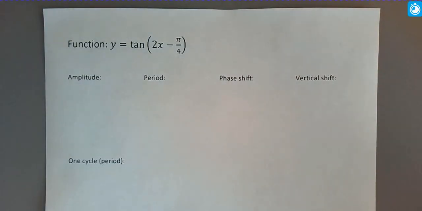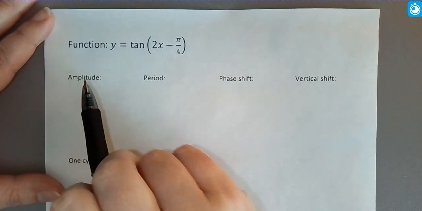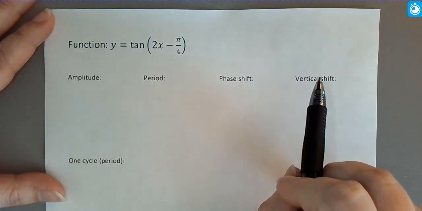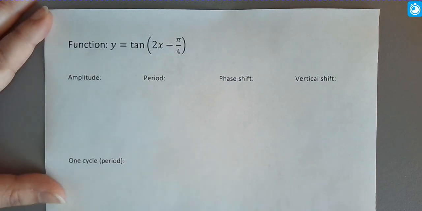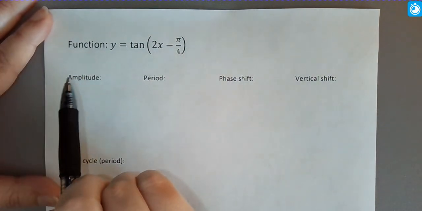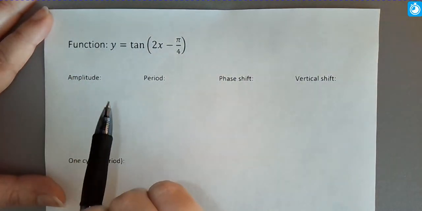Now, this problem did not ask for us to directly identify the function attributes, but I like to start there because those are going to be the things that are reflected on the graph anyway. So we'll start by identifying the amplitude, the period, the phase shift, and the vertical shift of this function, those that apply. So first for amplitude, remember amplitude means height.